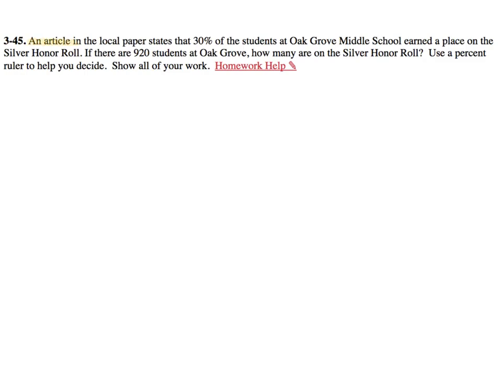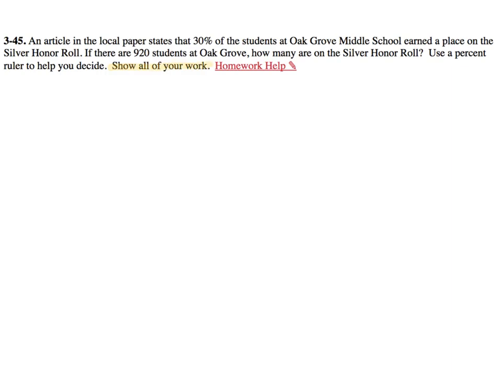An article in the local paper states that 30% of the students in Oak Grove Middle School earned a place on the Silver Honor Roll. If there are 920 students at Oak Grove, how many are on the Silver Honor Roll? Use a percent ruler to help you decide.